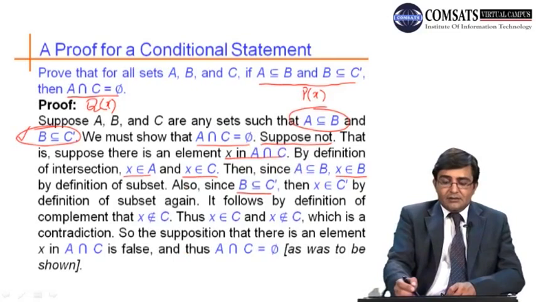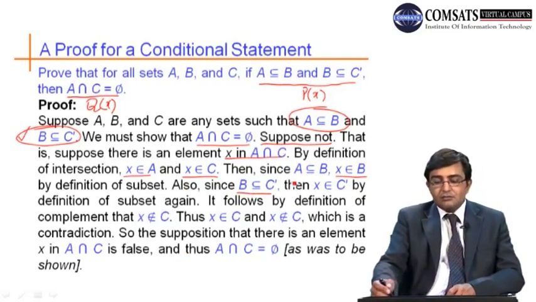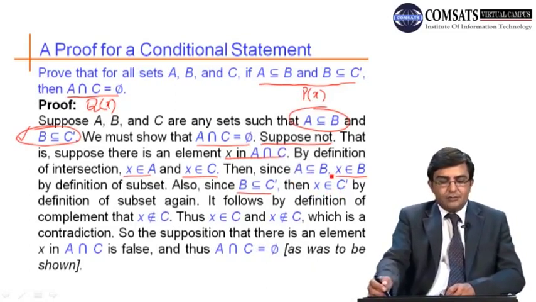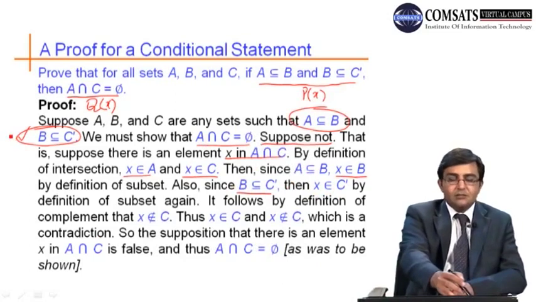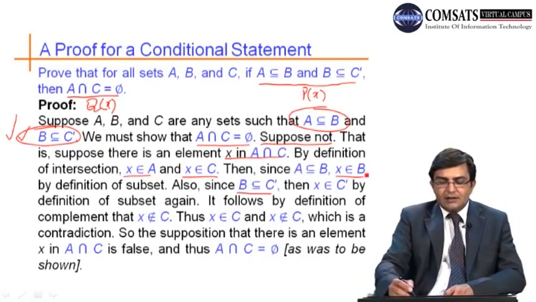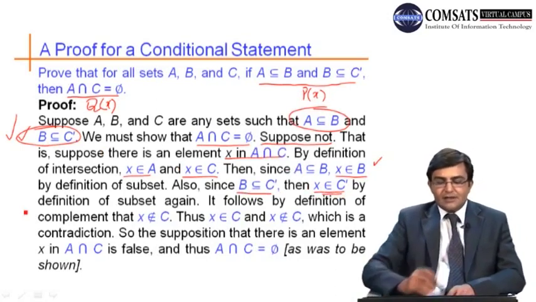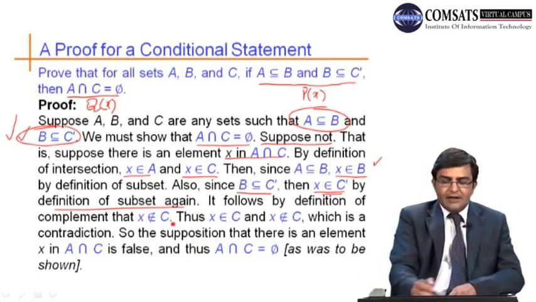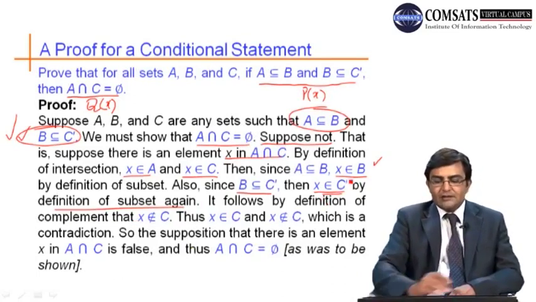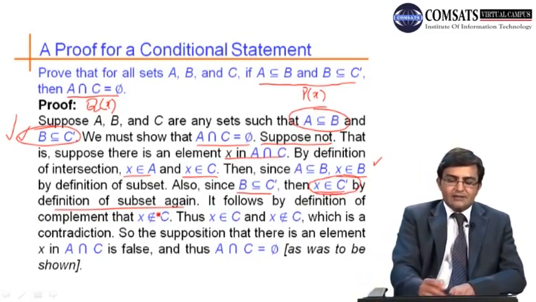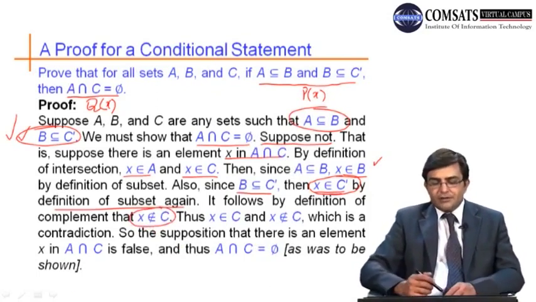And also, since B is a subset of C complement, then X belongs to C complement, because A is a subset of B and X belongs to B. And here we have supposed that B is a subset of C complement. If X belongs to B, then X belongs to C complement by the definition of subset again. So it follows by the definition of complement that if X belongs to C complement, then X doesn't belong to C.